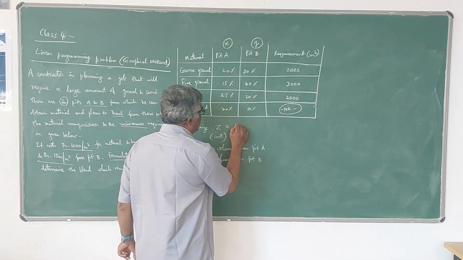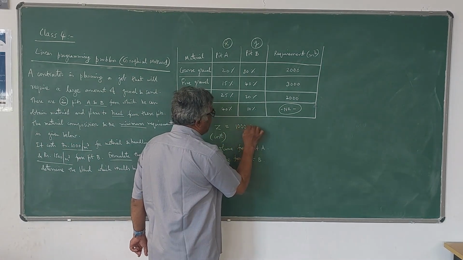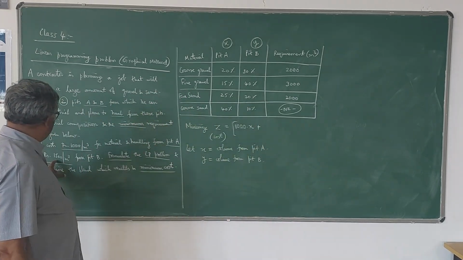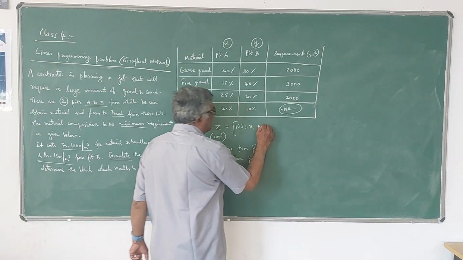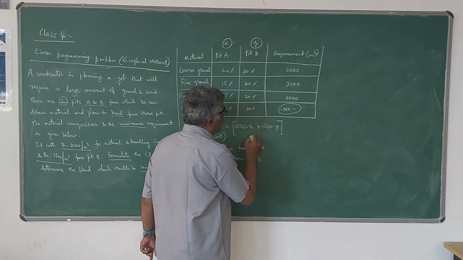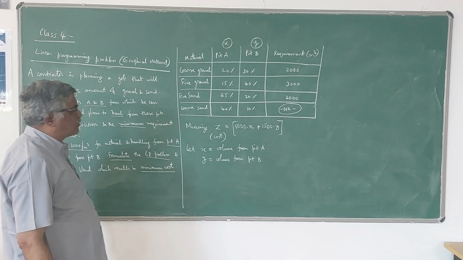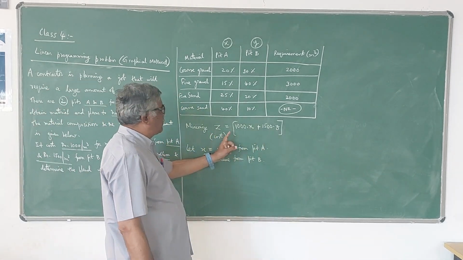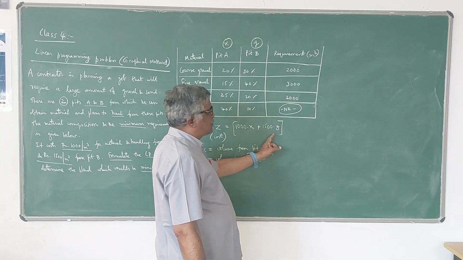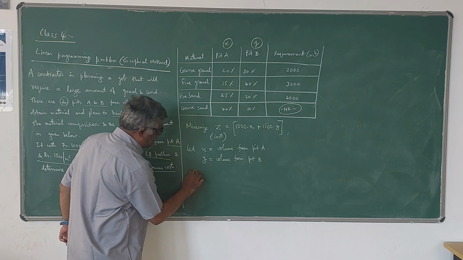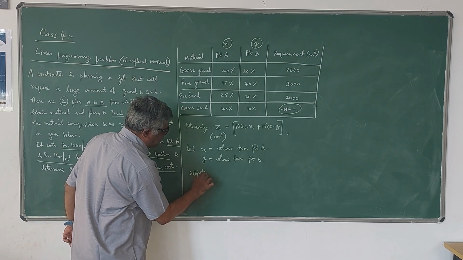Therefore, for X it becomes 1000 into X. Then plus for 1 meter cube from pit B, it costs 1500 into Y. Y is the volume that is required from pit B. So this is the objective function now. Minimize Z is equal to 1000x plus 1500y subjected to. Now we have to develop the constraints.